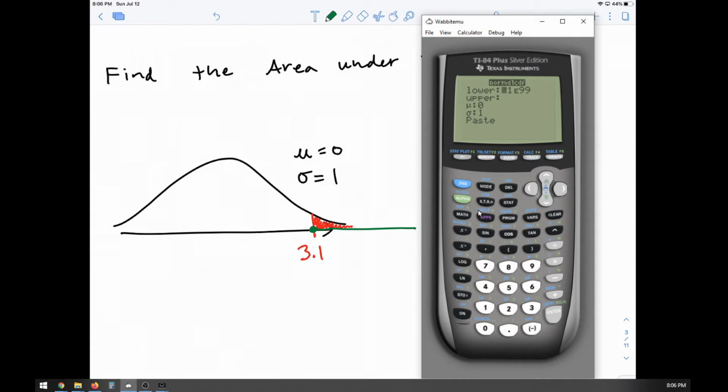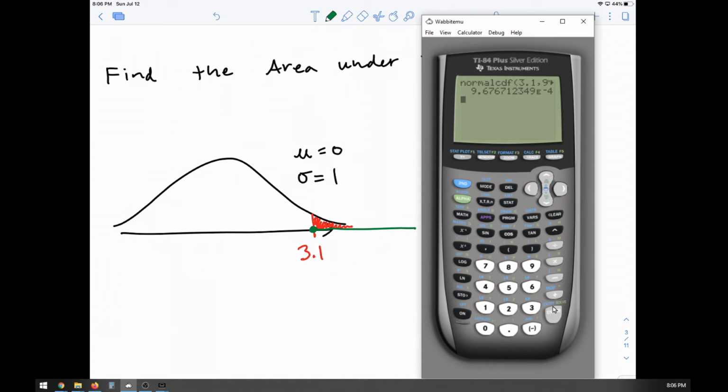So the lower is 3.1. The upper, we can put 9999. Again, you can put something else, but a very large number like 9999 would always work. You just have to go far enough to the right. So the mean is 0, standard deviation is 1, and then we're going to click paste and press enter.